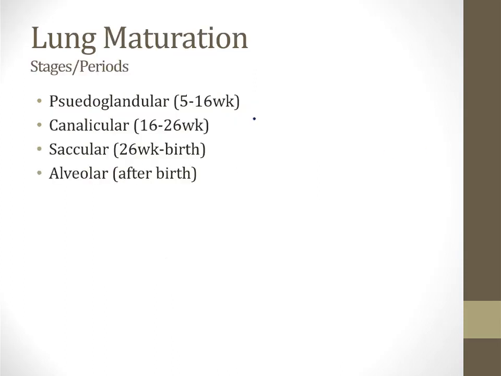After 4 weeks, lung development is classically divided into 4 stages or periods. The first one's called the pseudoglandular, the second one's called the canalicular, the third one is the saccular, and the last one is the alveolar, and this actually occurs after birth. Your lungs are not completely formed at birth. They continue to develop during childhood and adolescence.